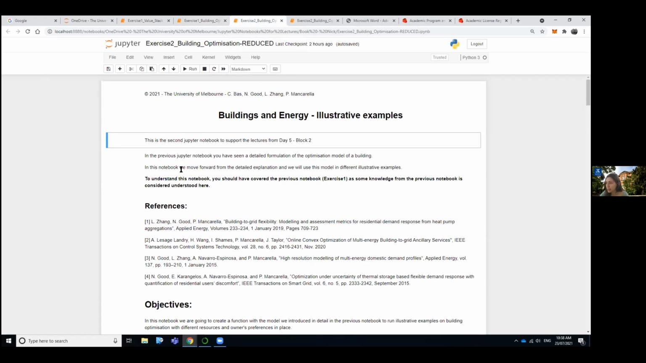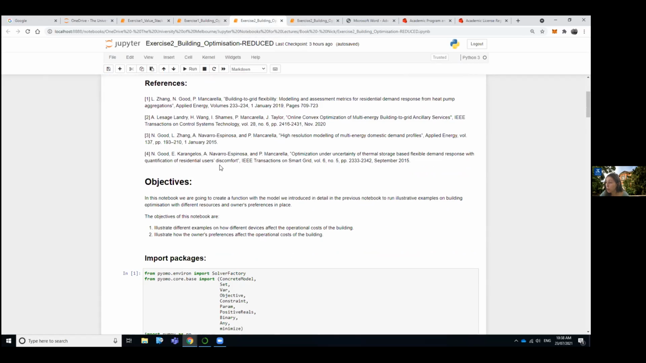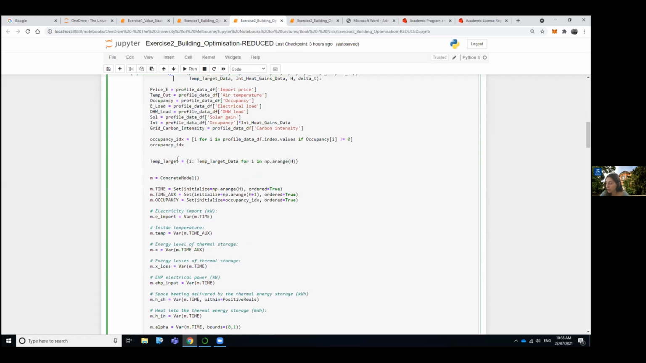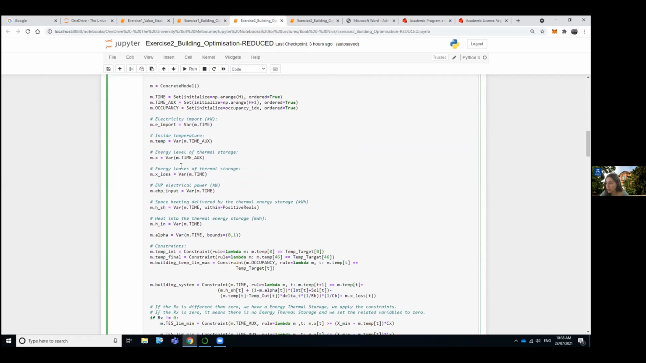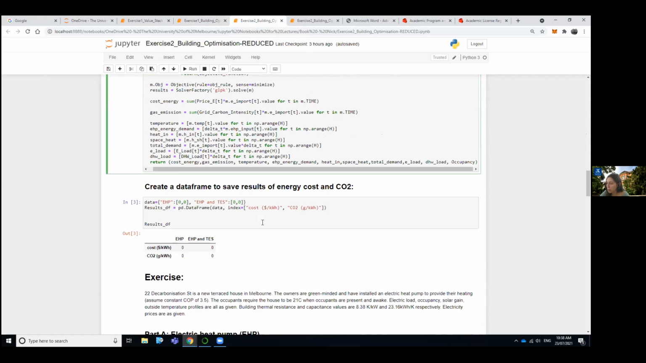This exercise follows a similar concept to what we did in day 2. In the previous notebook, we presented the optimization problem. In this one, we're going to focus more on comparing cases. So we're building a function with all the optimization problems, so we can call the optimization problem with only a few lines of code and compare different cases.